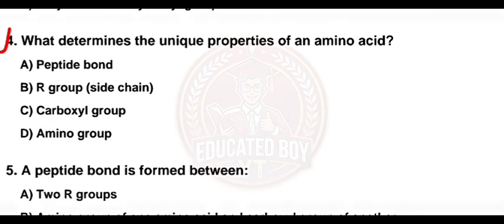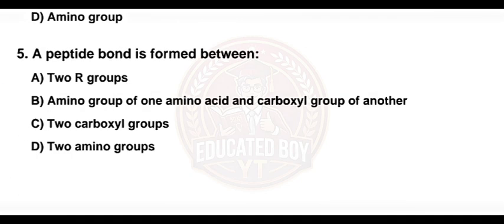Question number 4. What determines the unique properties of an amino acid? Option A, peptide bond. Option B, R group side chain. Option C, carboxyl group and option D, amino group. Right answer is option B, R group side chain.